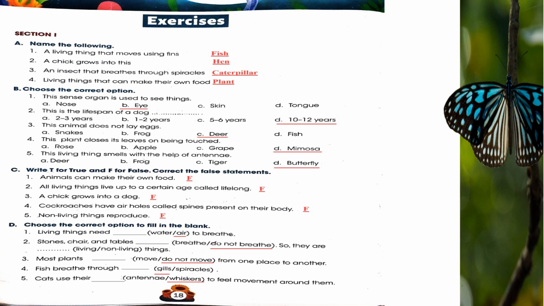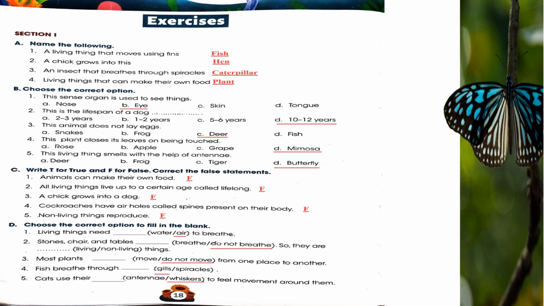Fifth, this living thing smells with the help of antennae. Options are deer, frog, tiger and butterfly. Answer is butterfly. Butterfly is a living thing which smells with the help of antennae.